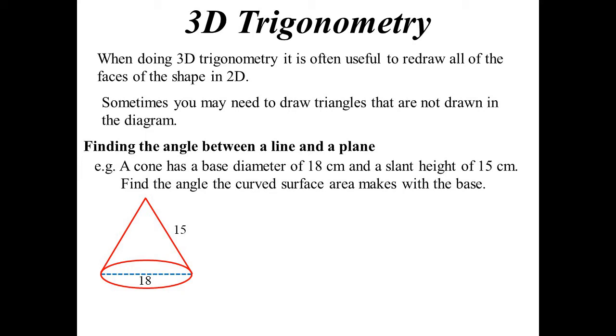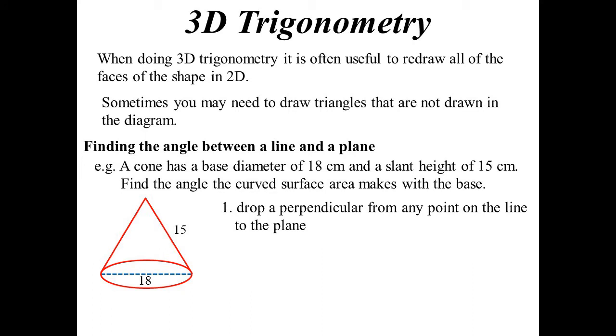So this is an example of a line and a plane. The base would be a plane. Now, as far as the curved surface area, we're just going to look at, say, what looks like the edge in our picture. So it's a line with the plane. How do we create the triangle in this situation? For any point on the line you want, it doesn't matter where, you drop a perpendicular. But it makes sense to drop it from where you know the length of the shape. So in this case, I'll drop it from the vertex because I know the length of that line is 15.